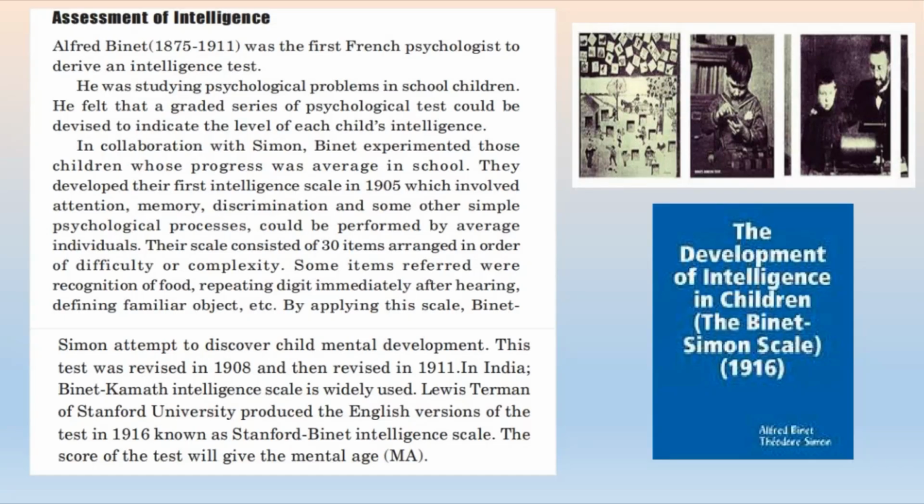Assessment of intelligence. Alfred Binet was the first psychologist to develop an intelligence test. He studied psychological problems among school children and believed intelligence could be measured through graded psychological tests. Along with Simon, he developed the first intelligence scale in 1905. The test included activities related to attention, memory, discrimination, and reasoning. The scale contained 30 items arranged from simple to difficult levels to assess children's intellectual abilities.